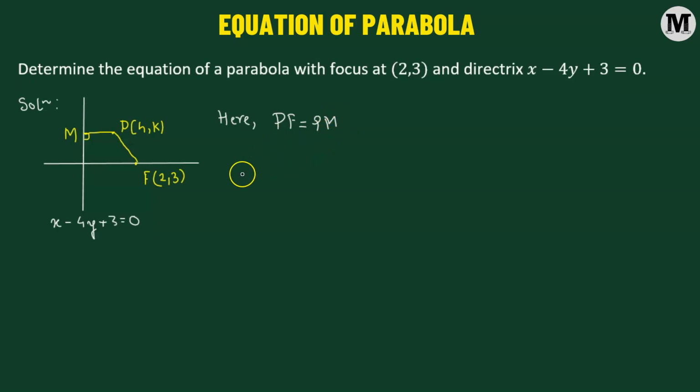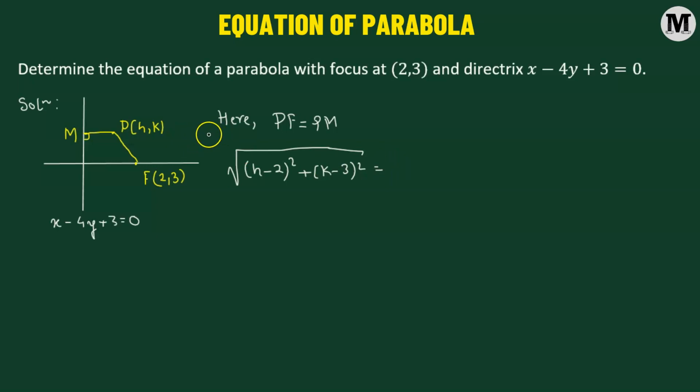Now we can easily find the length of PF. Using the distance formula, it's given by the square root of (h minus 2) squared plus (k minus 3) whole squared. This will be equal to PM, the perpendicular distance.